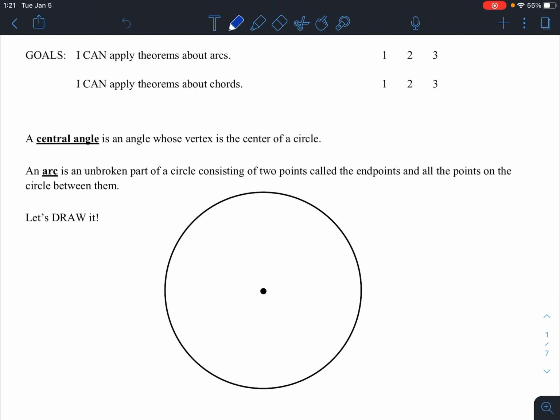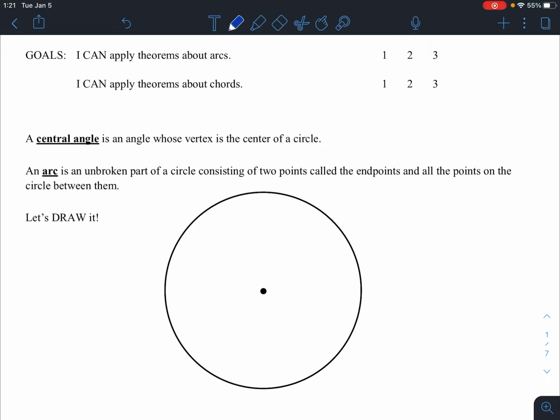A central angle is an angle whose vertex is the center of a circle. So there are infinitely many of these. You should take a look at our circle down there. That's an angle. The vertex is the center. That's a central angle. Okay, or we can draw one that looks like this, or one that looks like this, or one that looks like this. Those are all central angles because the vertex is always the center.